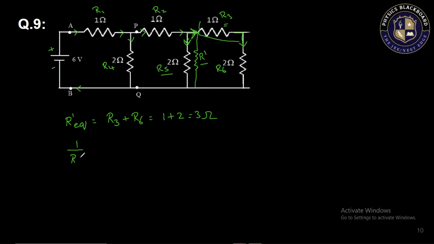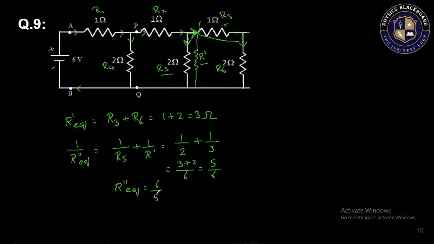So 1 by R double dash equivalent is equal to 1 by R5 plus 1 by R dash. What is R5 here? 2. Plus what is R dash here? 3. So what did you get? 6, 3, 2, that is 5 by 6. That is 1 by R double dash equivalent. So if you take the reciprocal, R double dash equivalent is equal to 6 by 5 ohms. 6 by 5 ohms.